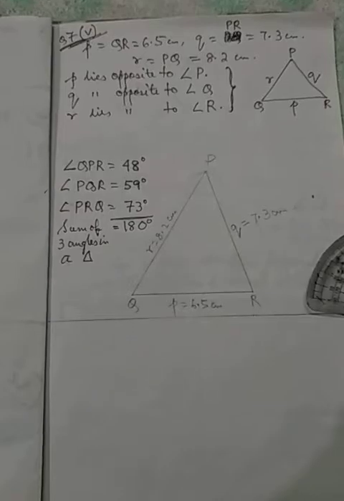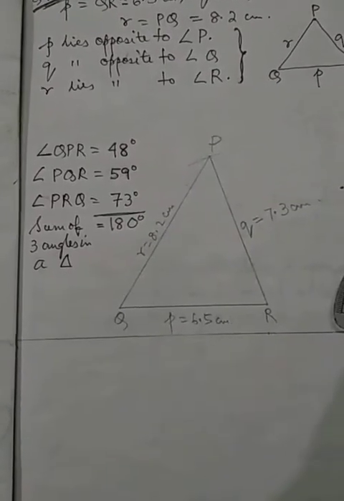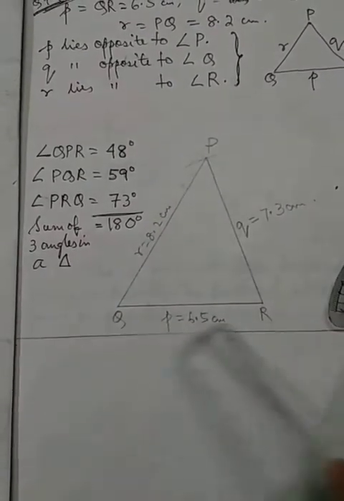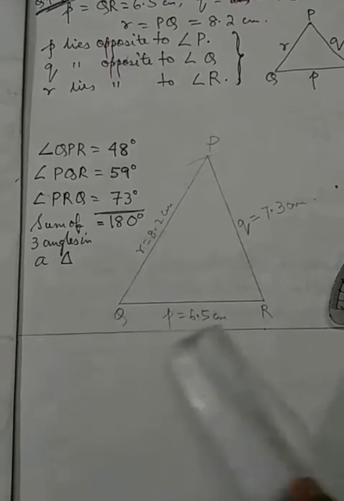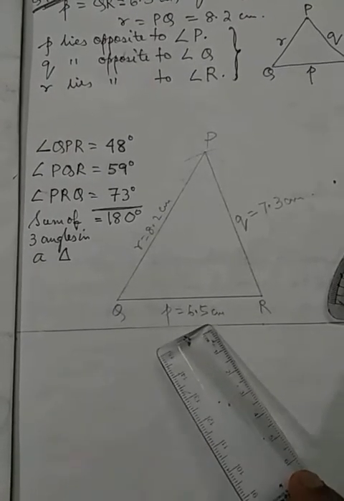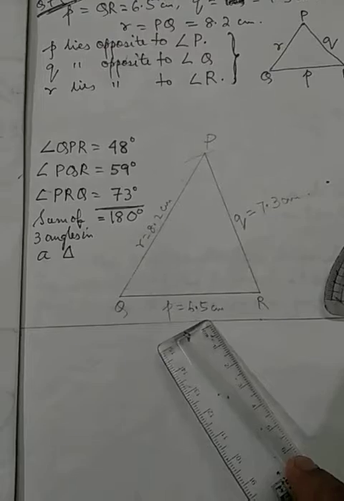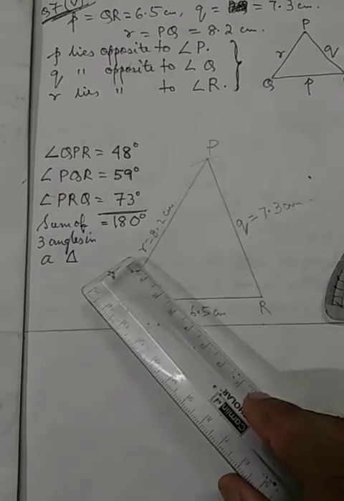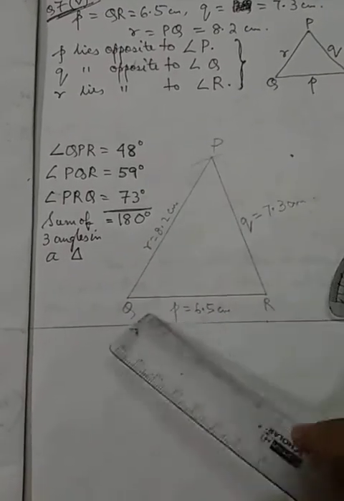Now with this data we have to construct the triangle. So here you see PQR is the triangle. Take the base QR, which is small p, 6.5 centimeter. Then PQ, that is 8.2.